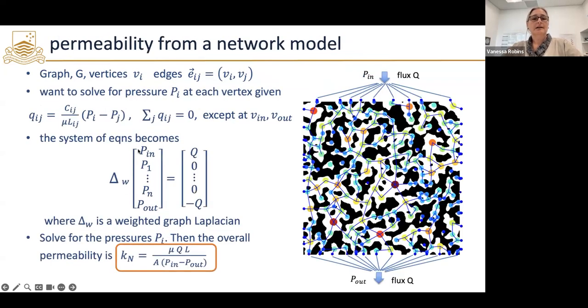So it's not too hard to then solve for the pressures Pi. And solving for the pressures means we're also solving for the pressure at the inlet and the pressure at the outlet. And so we use those two values. That's all we need out of this big equation, the inlet and the outlet difference, in order to calculate the permeability for the whole sample. Okay. So this is our network model value for permeability.